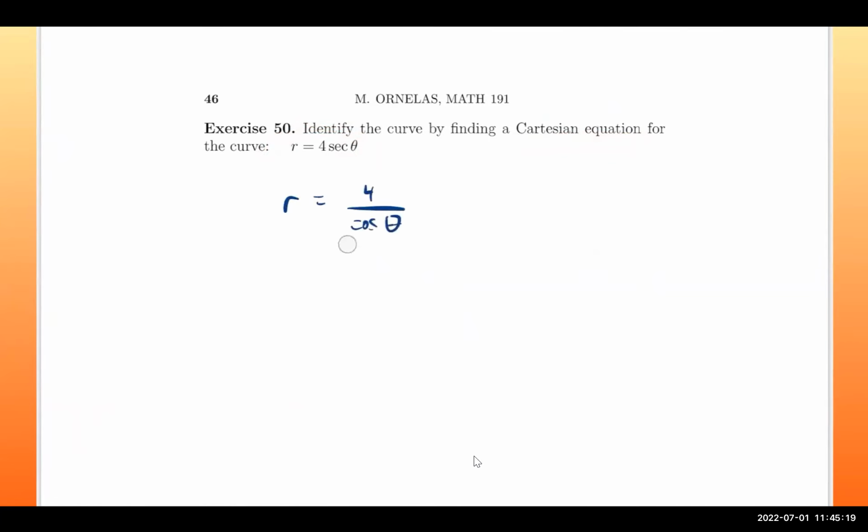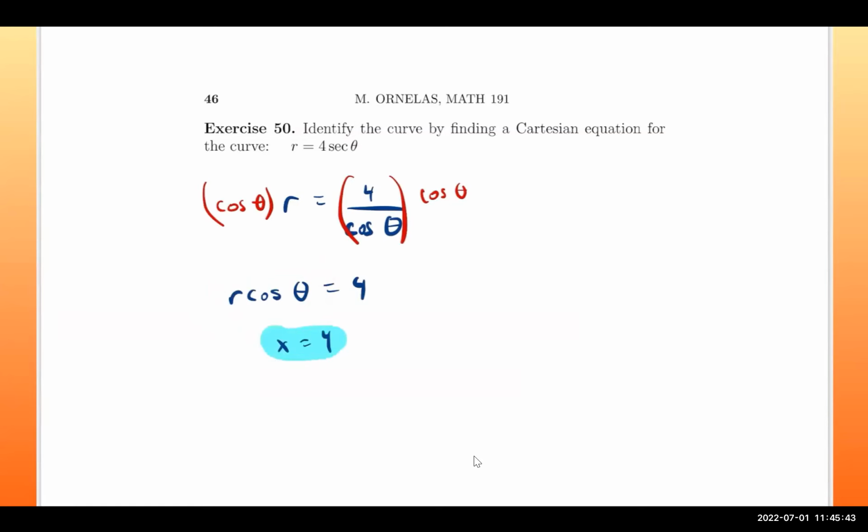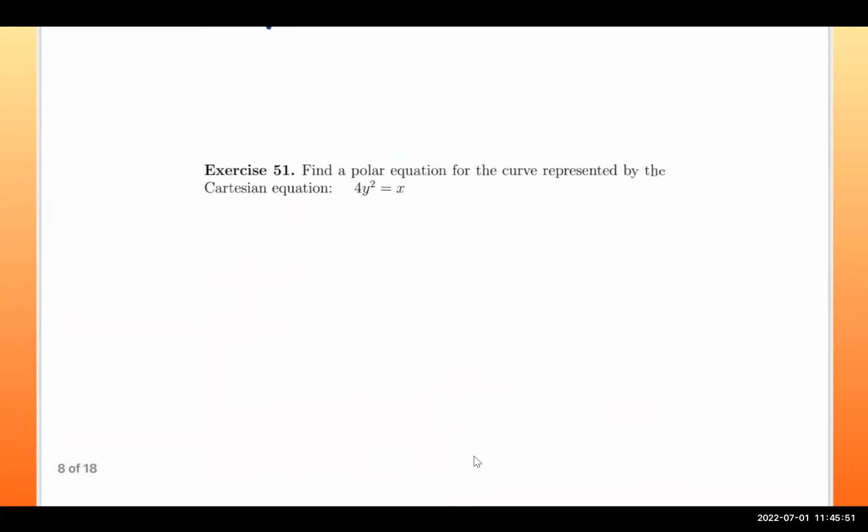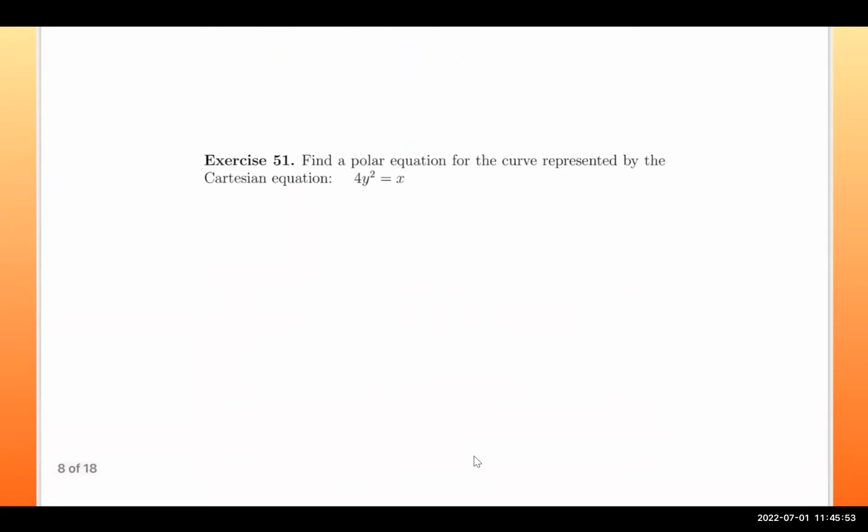Let's see. Well, first let's rewrite this as r equals 4 over cosine, which we're allowed to do by definition. Multiply both sides by cosine, and you're going to get r cosine theta equals 4, and this is equal to x. So x is equal to 4, and that's our equation. It's a vertical line at x equals 4.